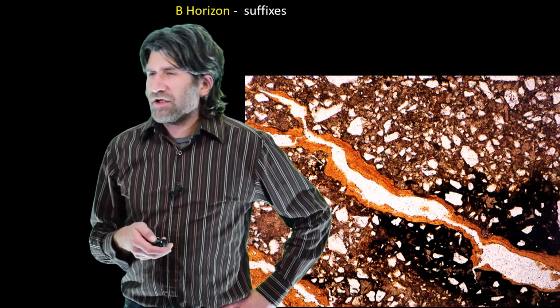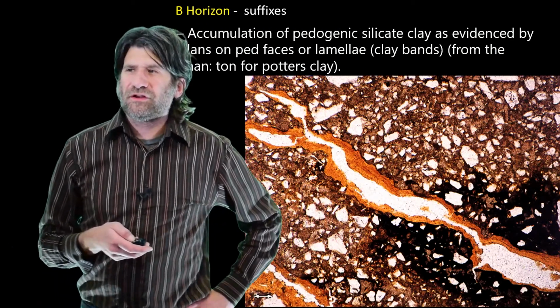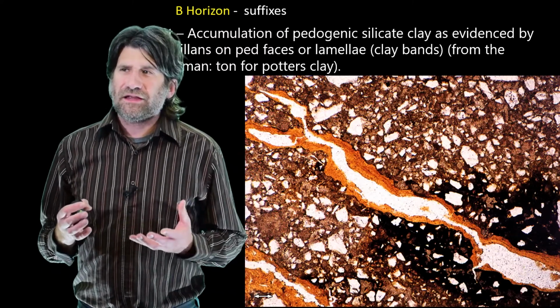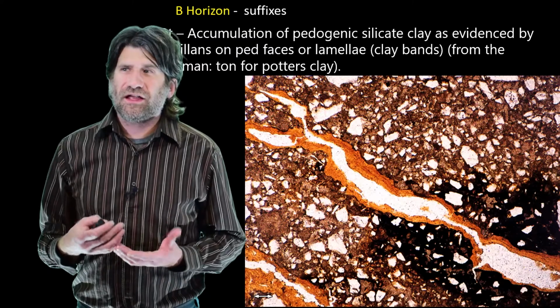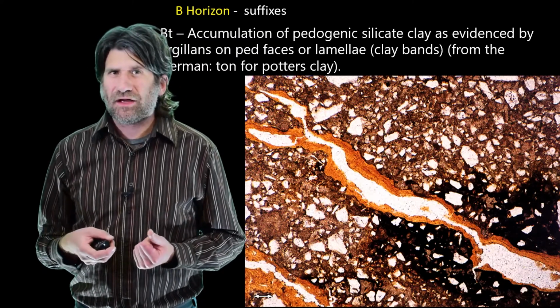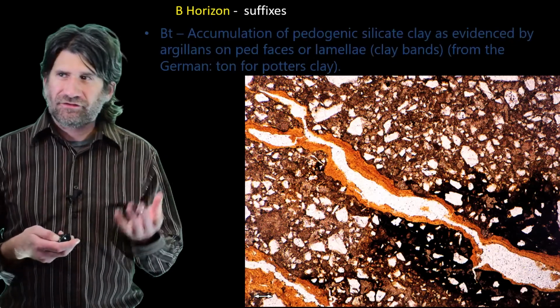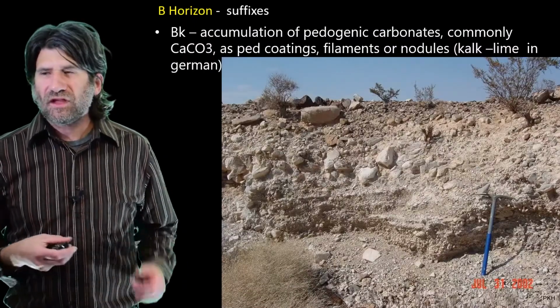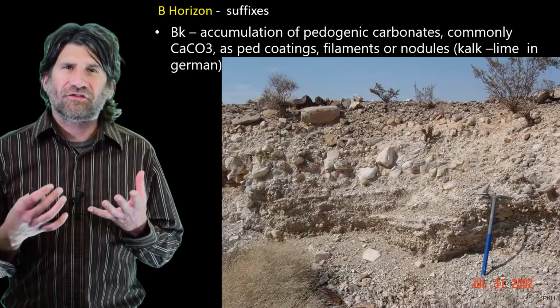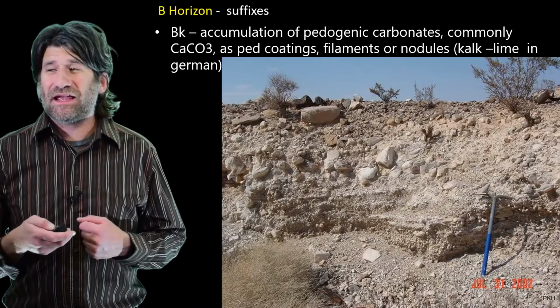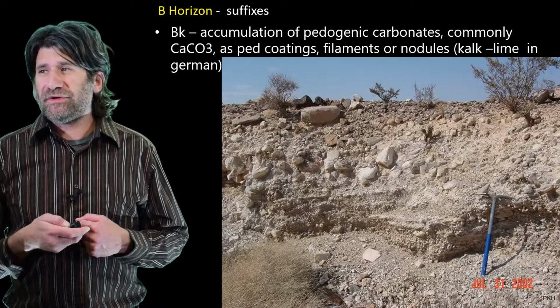Okay, some common suffixes we see in B horizons. If you have the accumulation of clay, we'll call that a B horizon. So Bt horizons are when we're getting an accumulation of clays. If we're getting that white material, calcium carbonate, also known as pedogenic carbonate, we'll call that a Bk horizon. Bk horizon.